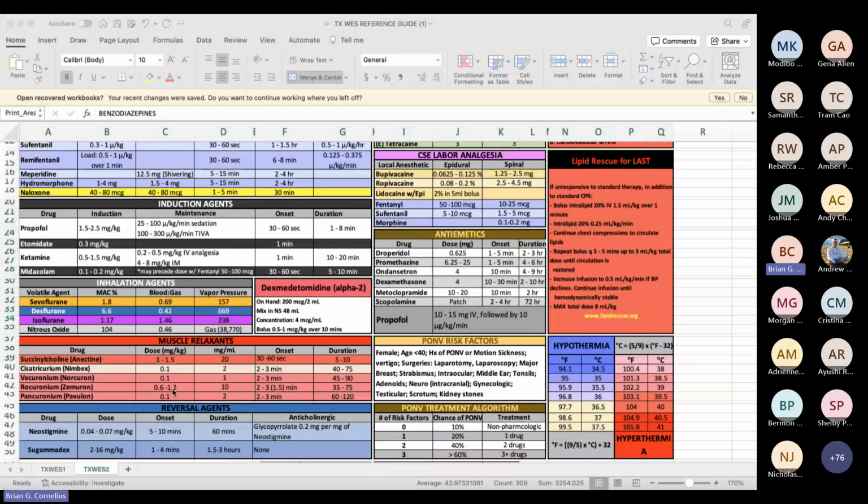All right. So Grayson said you definitely want to start gas after induction. Yeah, having your patient awake is probably not so good. So if we're going to use, say, sevoflurane to start off with, what's our MAC of sevoflurane?